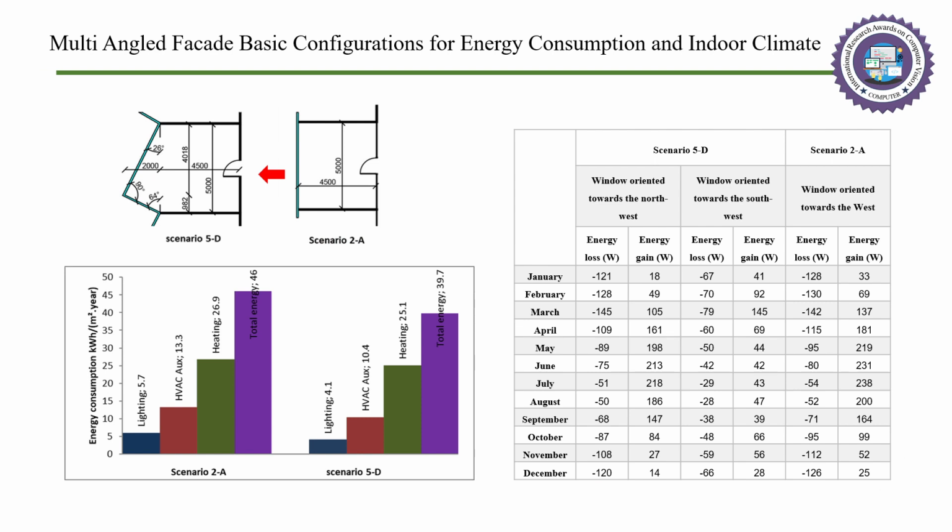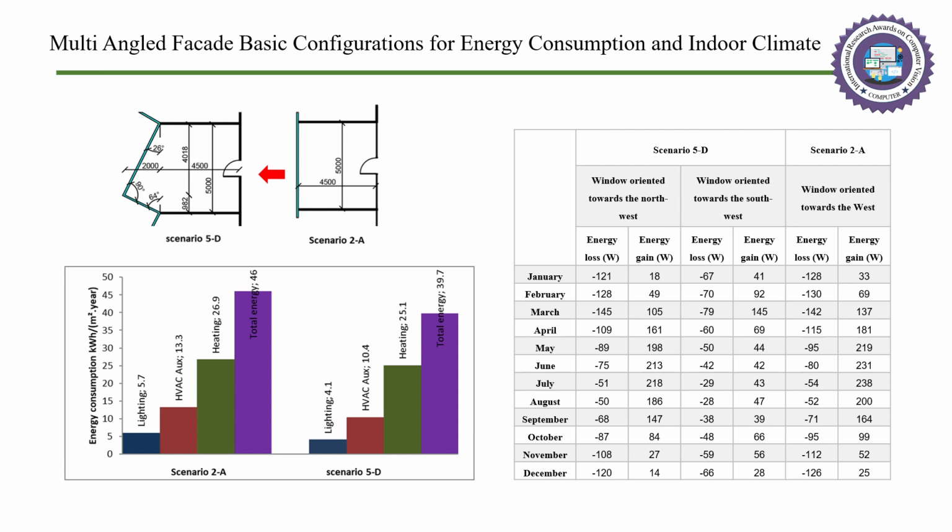So this slide shows a comparison between the renovation of a flat facade and a multi-angled facade oriented toward the west. The table at the right presents the energy gains and losses through the windows in the different months of the year. The sum of the energy gains as a percentage of the sum of the energy losses through the windows in the first 3 months of the year is 74% in scenario 5D and 60% in scenario 2A.